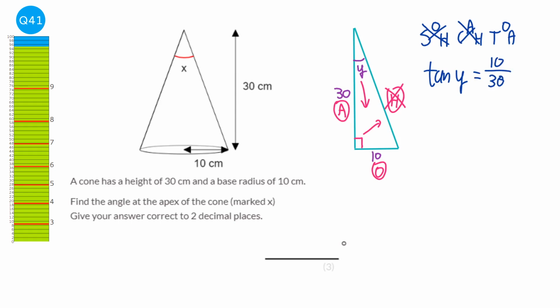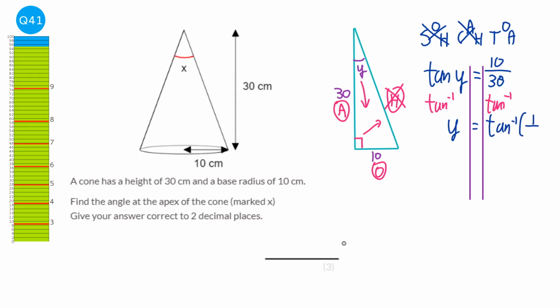And so, to solve this, we're going to inverse tan both sides. So that will just leave y on the left hand side, and then we need to find out what the inverse tan of a third is. And the inverse tan of a third is 18.434 and so on.